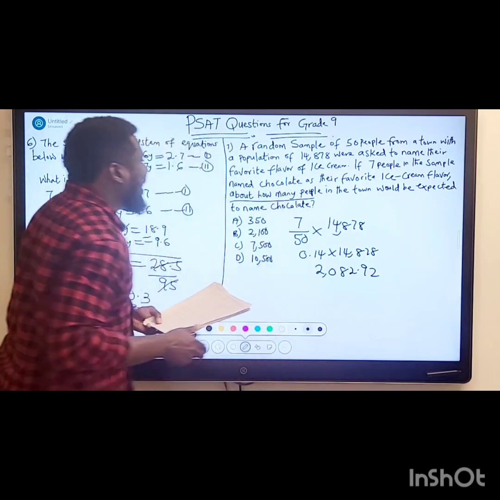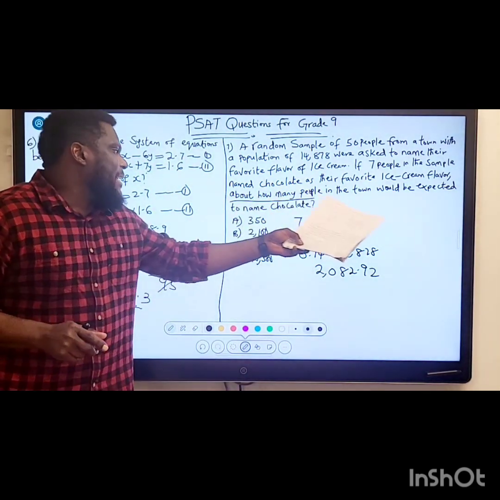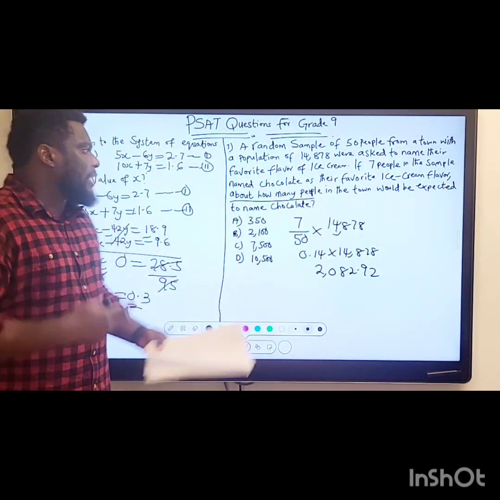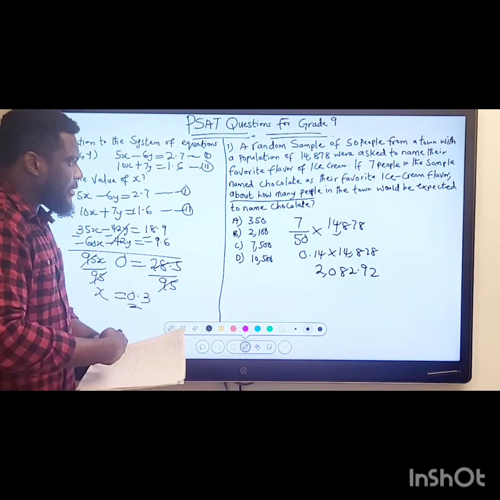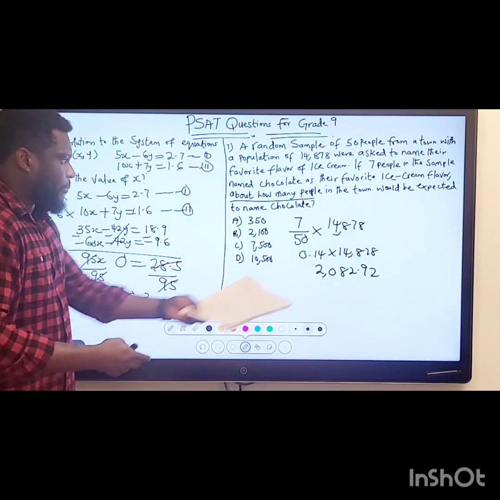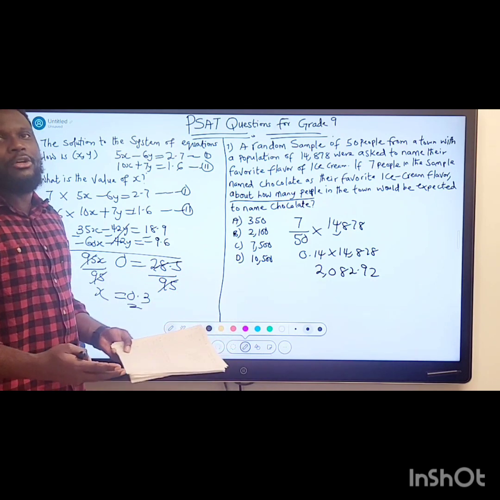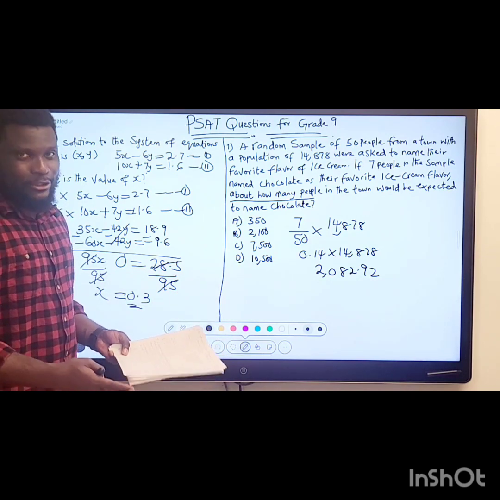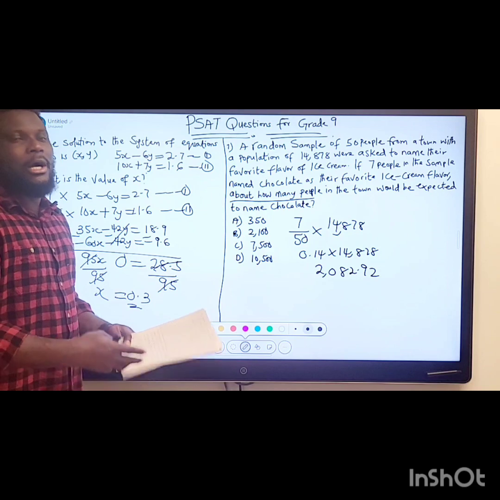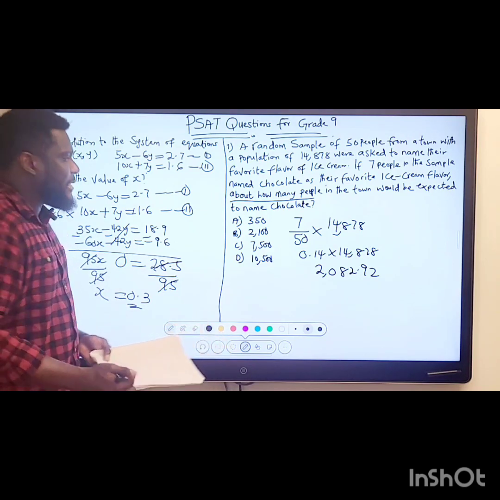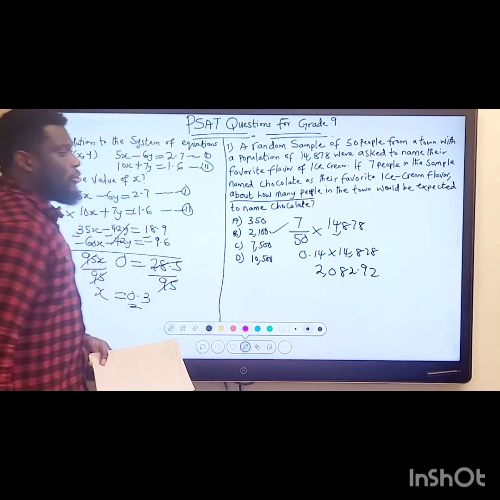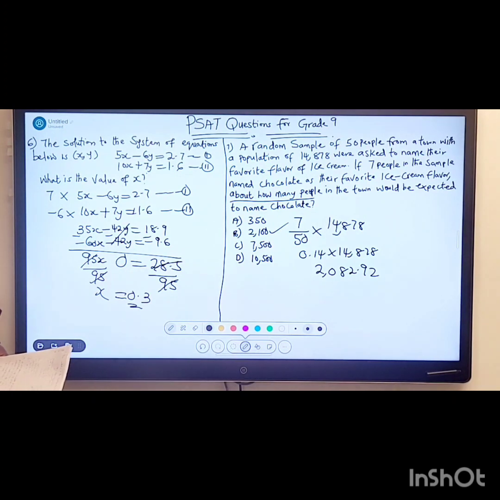If you multiply this together, it gives us 2082.92. But remember, they said about how many, so you approximate. And because you can't have a population with a decimal, it has to be a whole number. So about 2,100 people will be expected to name chocolate. So B will be our answer for that.